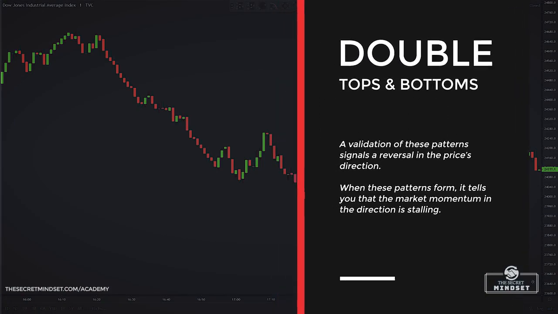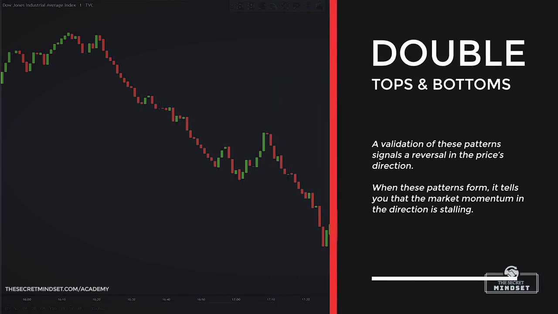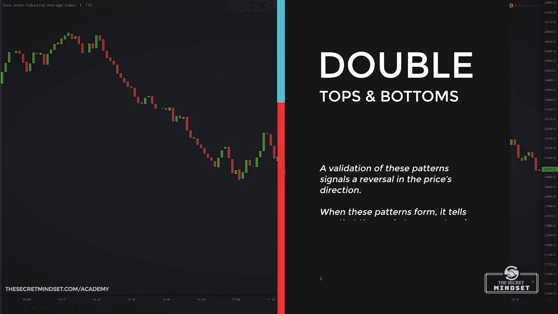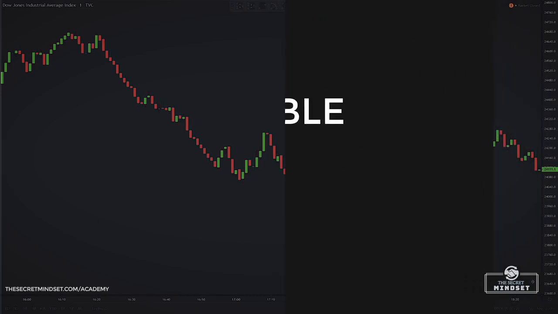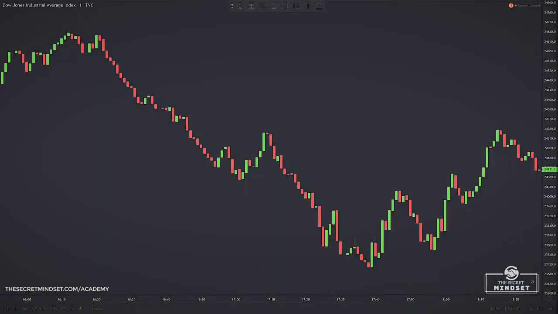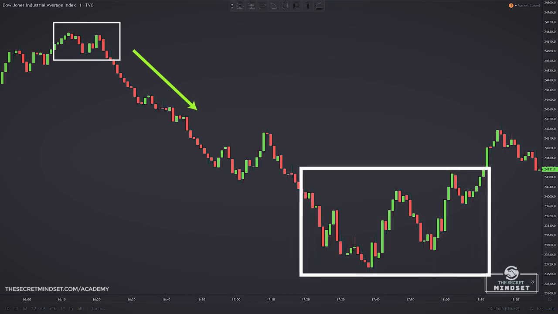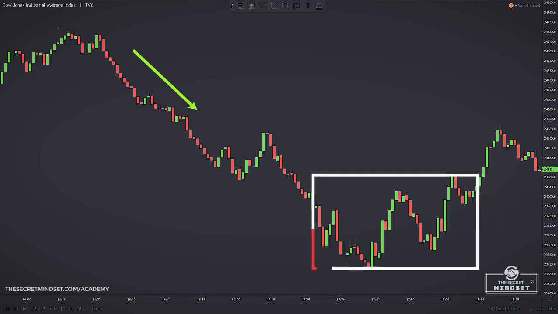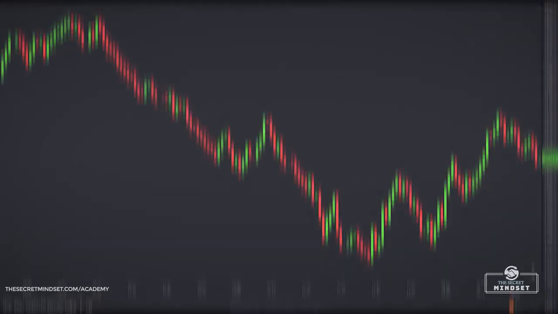When these patterns form, it tells you that the market momentum in that direction is stalling. When price fails to make any fresh lows or highs, but closes at or near the previously established high or low, a double top or a double bottom pattern is formed. In this 1-minute chart, you can notice that after the double top pattern is formed, price tends to eventually move lower. And here you see the double bottom pattern that emerges. A successful formation of this double top or double bottom pattern results in a change of price direction.